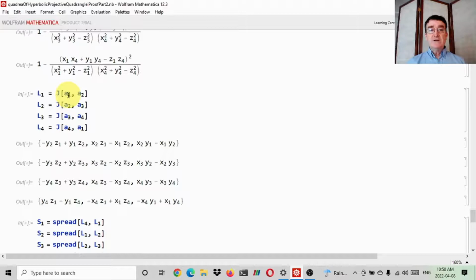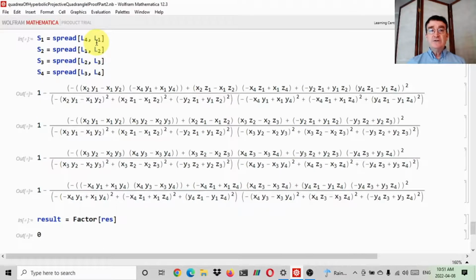Finally, we'll compute the spreads between the lines. So S1 is the spread between L4 and L1, S2 is the spread between L1 and L2, S3 is the spread between L2 and L3, and S4 is the spread between L3 and L4. And these are the quantities here. So this one is S1, this quantity here is S2, this quantity here is S3, and finally this quantity here is S4.